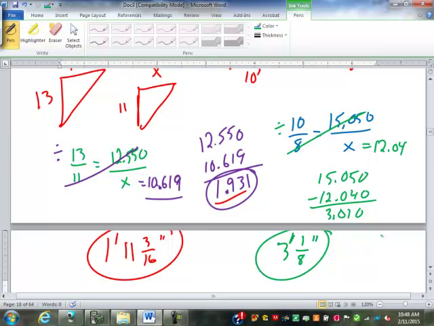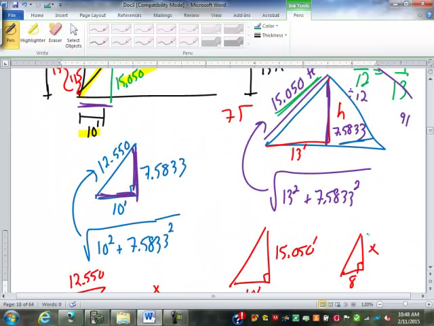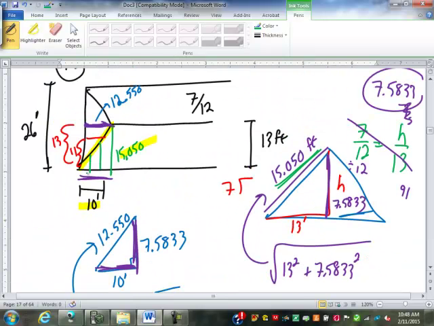The hip decrease is the 1 foot 11. That's on the hip side. And this is on the main roof side. The 3 feet is the decrease on this side over here, and the 1 foot 11 is the decrease over here. Because the slopes are different, the decrease will be different on each side.